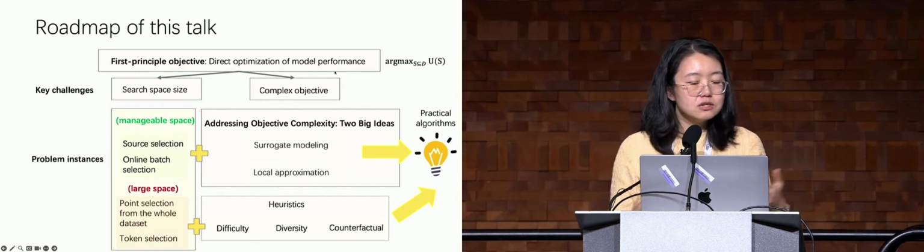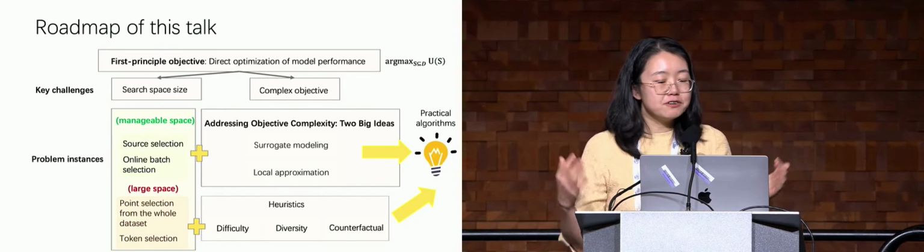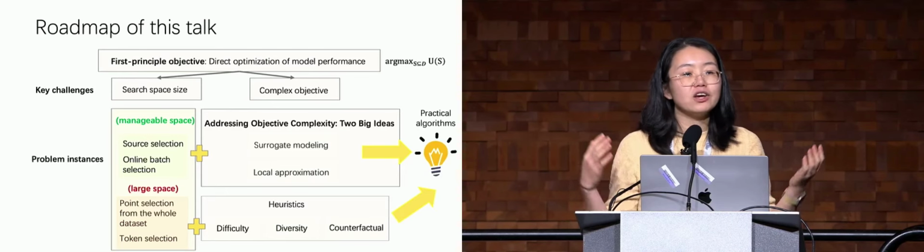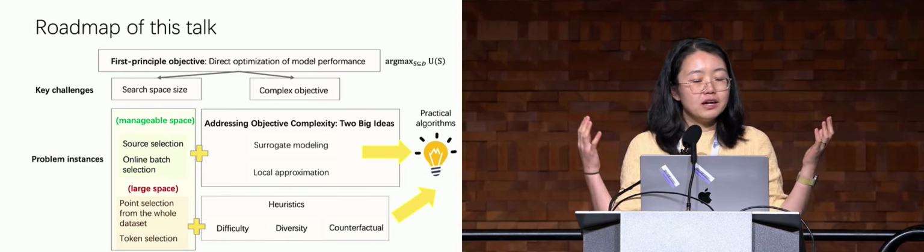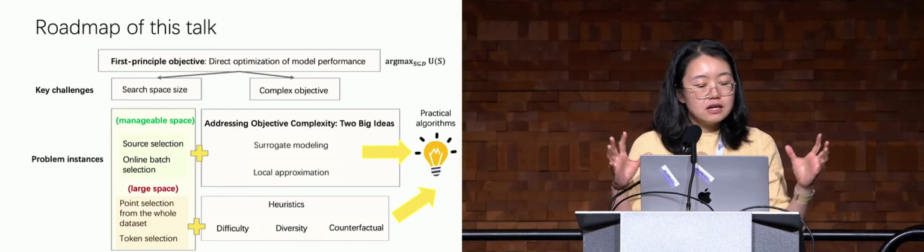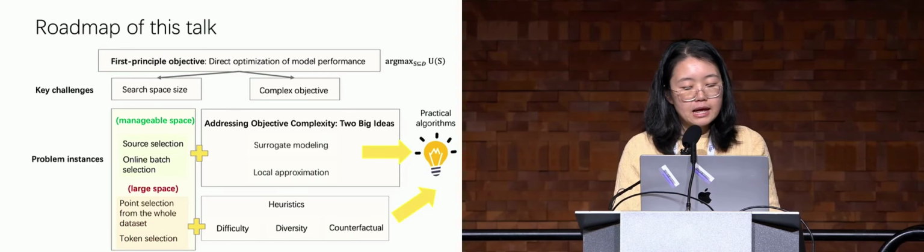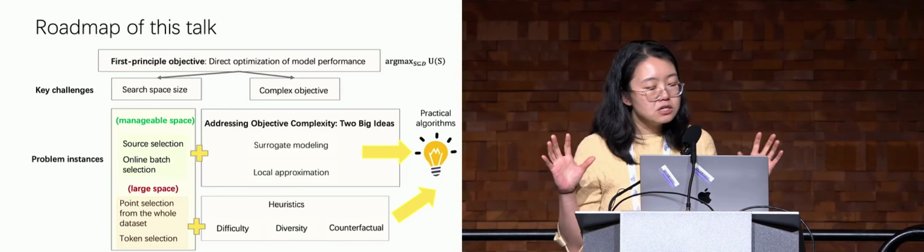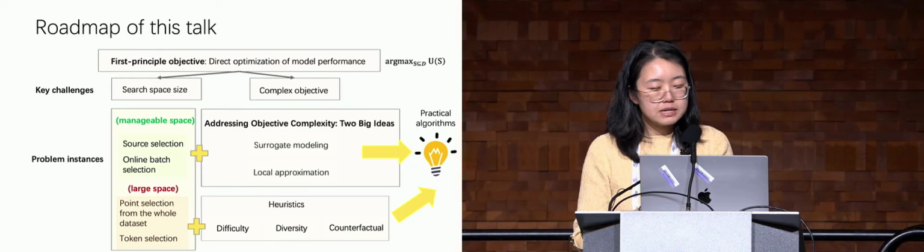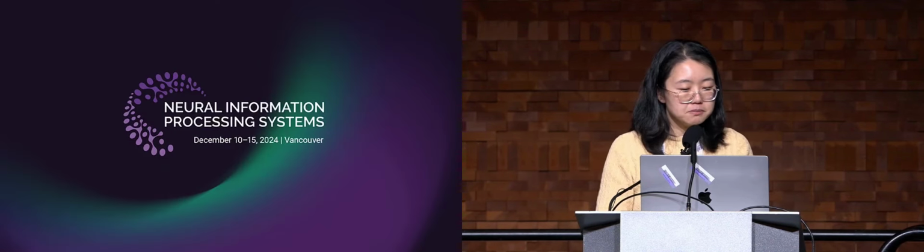All right, so let's recap this roadmap one last time. We start with first principles, where we want to directly optimize the performance. We encounter two challenges. Search space. We first focus on problem instances with relatively small space, and we talk about two big ideas to further cope with the complex objective, which eventually give us some principled practical algorithms.